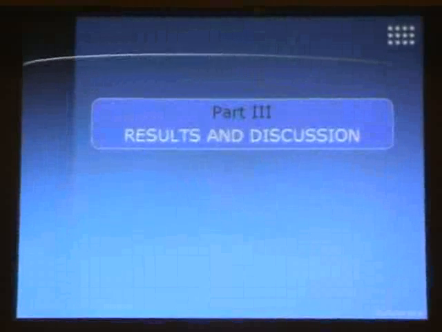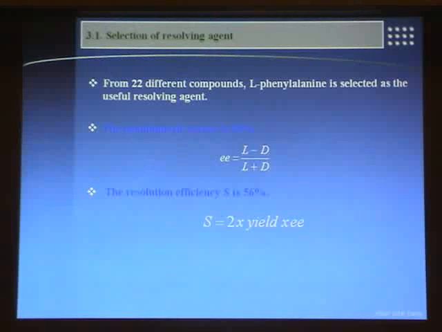And there are some results and conclusions. From 25 different compounds as resolving agents, I chose L-phenylalanine as the resolving agent. The enantiomeric excess is 50% for the beginning results. And the resolution efficiency is 56% for the starting trial.